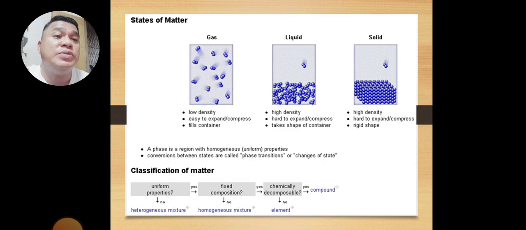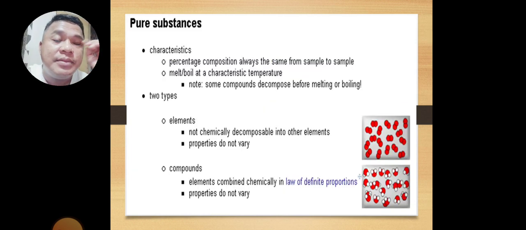Then we ask whether it is chemically decomposable. If it is chemically decomposable, then it's a compound. And if it is not, then it's an element. We have another term: substances.